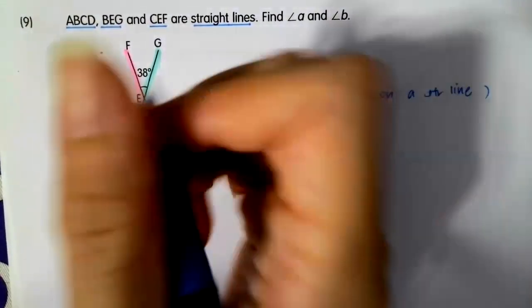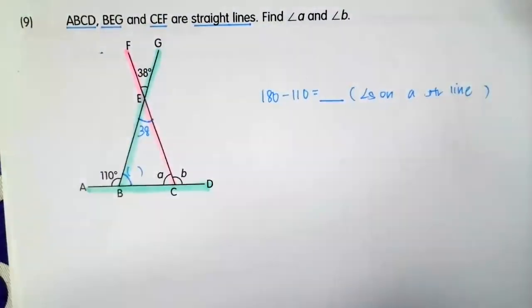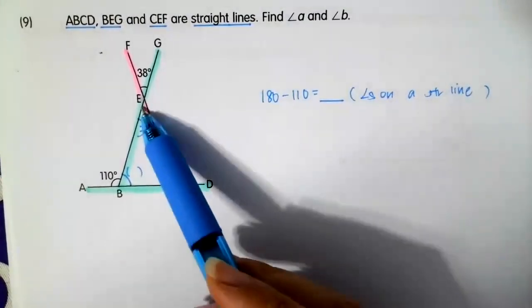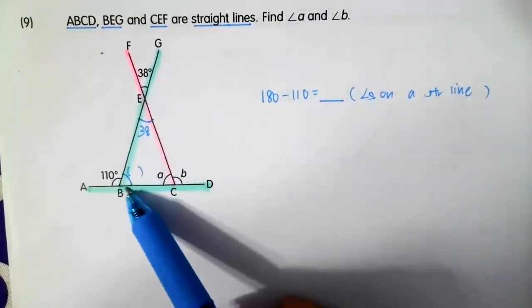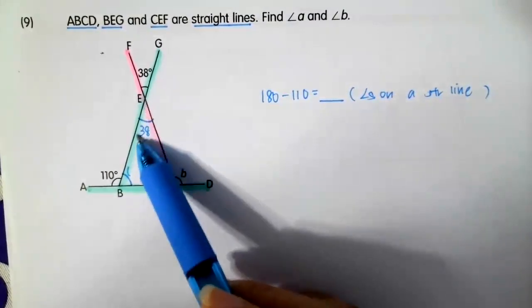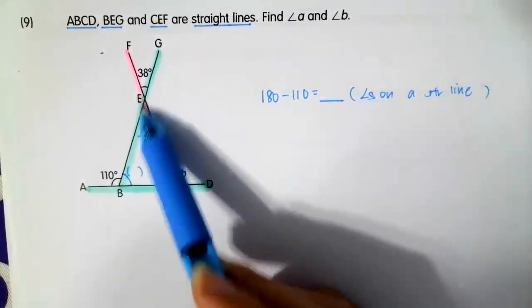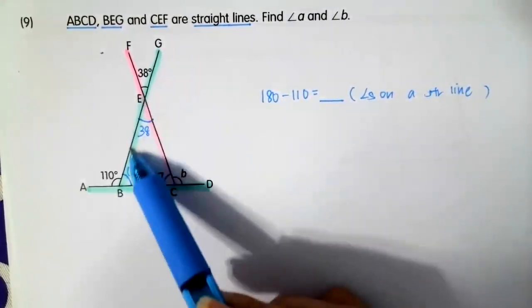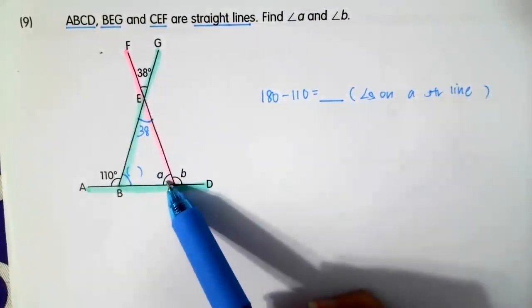Okay, angles on a straight line, you'll be able to find this. Okay, now after that, look at this. Can you see that there's a triangle that's being formed inside here? This one. Can you see that EBC actually forms a triangle? So actually I can find angle A already.